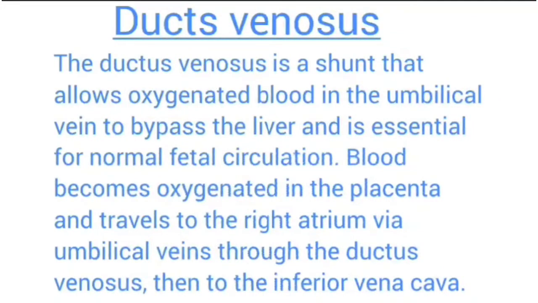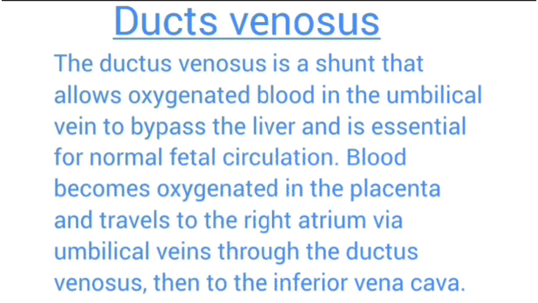Ductus venosus is a shunt that allows oxygenated blood in the umbilical vein to bypass the liver and is essential for normal fetal circulation.